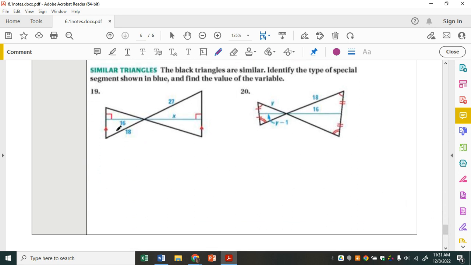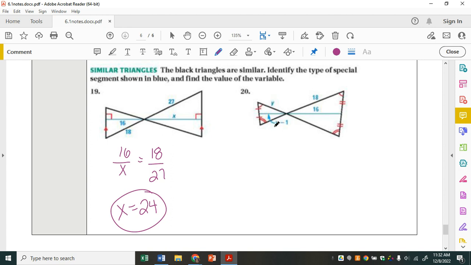Okay, in the last section, this last problems here, we can set up, again, with the special segment, we can set 16 over x and set that equal to 18 over 27. And we can cross multiply, divide here to find that, let's see, x would equal 27 times 16. We would get that x is equal to 24 in this problem.